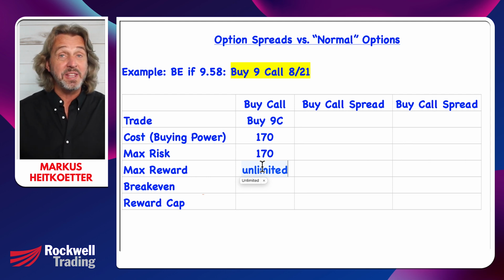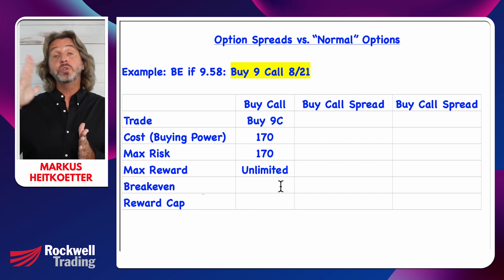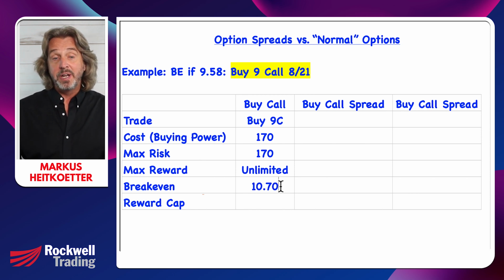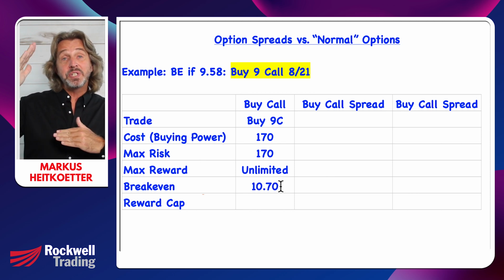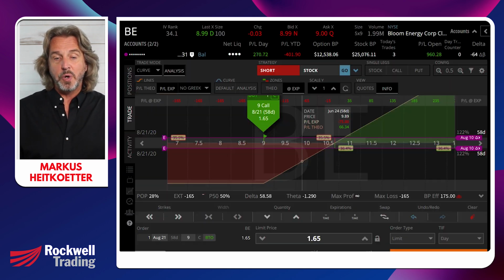Tesla can go to 20,000. Who knows? Not very likely, but again, we should say unlimited. So the break even, when do you start making money, is at $10.70. So if the stock moves from $9 to $10.70, in between there, you're not making any money. And this is what you see here. This is where you're still in the red.